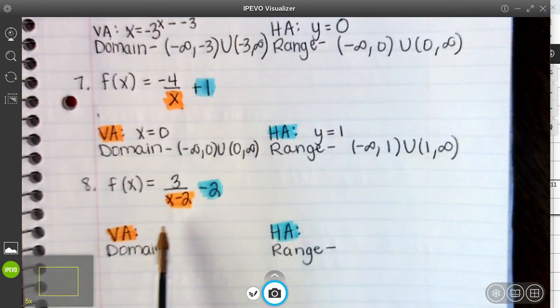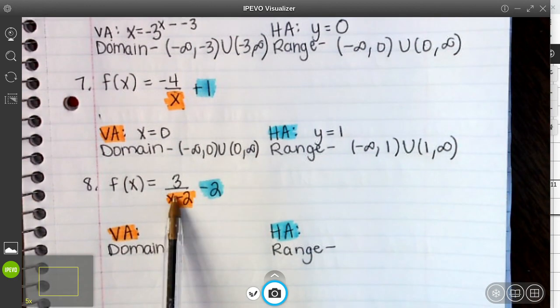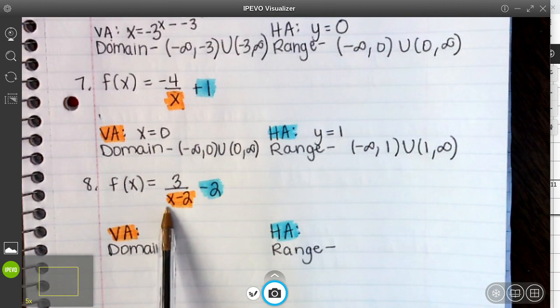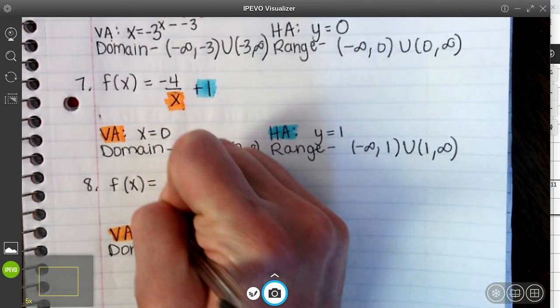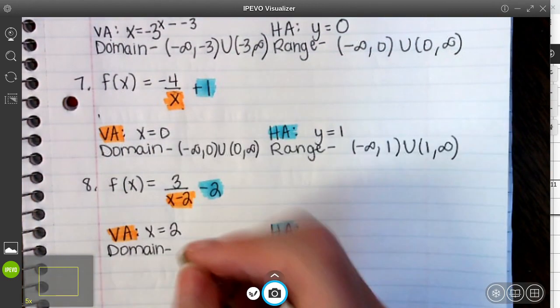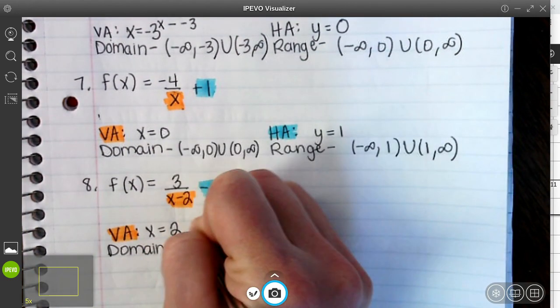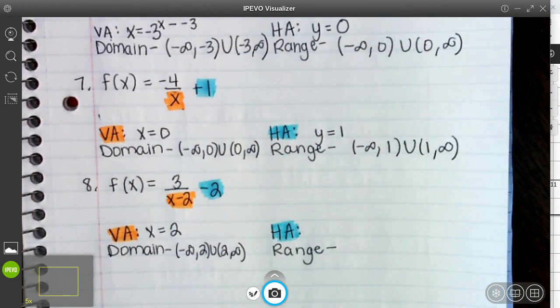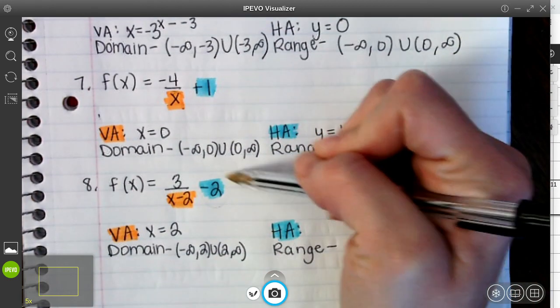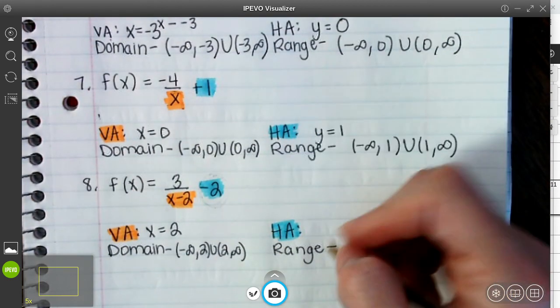Okay, on number 8, we have to think where x is. Plug numbers in. What number do I plug in to make that bottom 0? 2 minus 2 is 0. So that means that our vertical asymptote is at 2. So that's negative infinity to 2, 2 to positive infinity. And then the horizontal asymptote is whatever that number is added or subtracted. So it's negative 2.